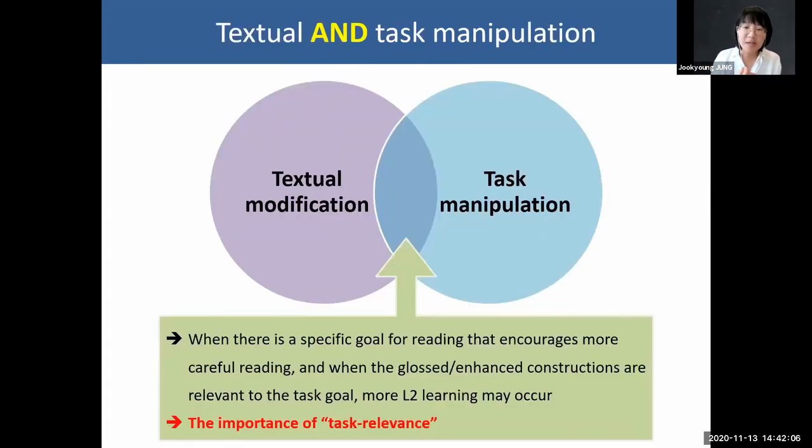So when there is a specific goal for reading, that encourages more careful reading and preferably a greater need to engage in syntactic processing of the sentences. And when the glossed and enhanced constructions are relevant to the task goal, more learning may occur. And so I wanted to highlight the importance of task relevance and task manipulation in attracting more attention to the need for syntactic processing.